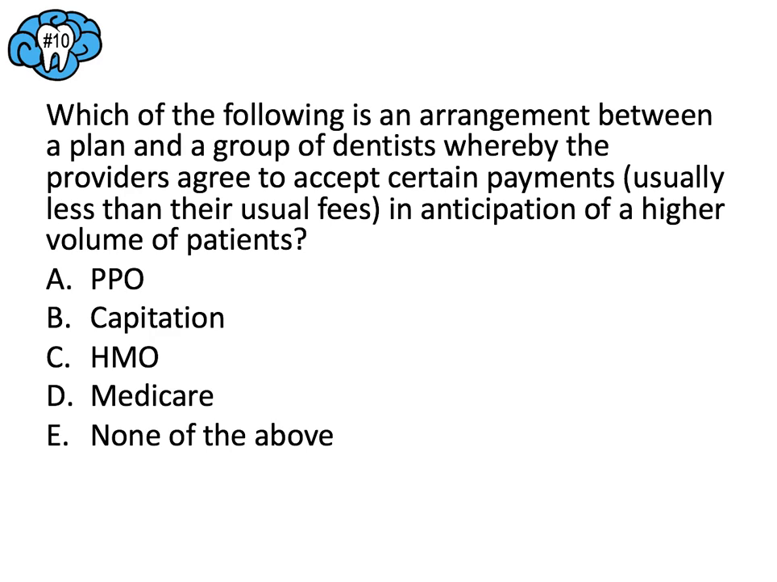All right, question number 10. Which of the following is an arrangement between a plan and a group of dentists whereby the providers agree to accept certain payments, usually less than their usual fees, in anticipation of a higher volume of patients? Go ahead, pause the video, and then we'll go over this together.